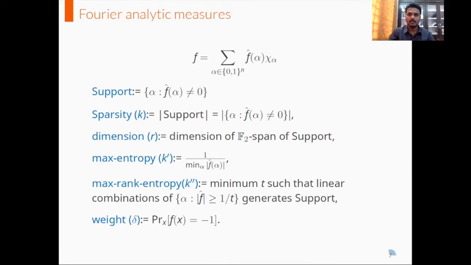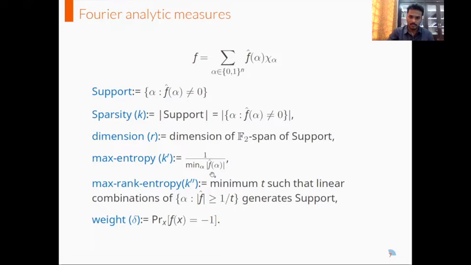Okay. Now let's look at some Fourier analytic measures. For a Boolean function which is written as the summation of f hat alpha chi alpha, the support is defined as the collection of alpha such that f hat alpha is non-zero. And sparsity is defined as the size of the support, or the number of non-zero Fourier coefficients. Dimension is defined as the dimension of the space spanned by the support, and max entropy is defined as the inverse of the smallest Fourier coefficient in absolute value.